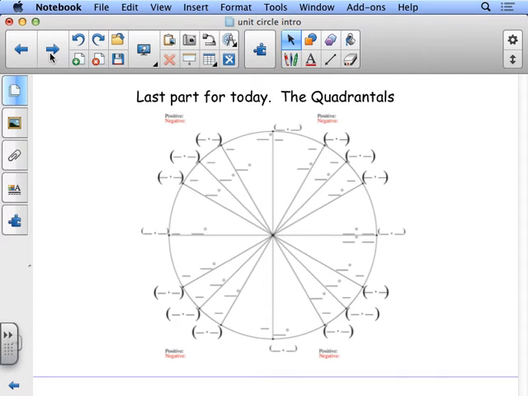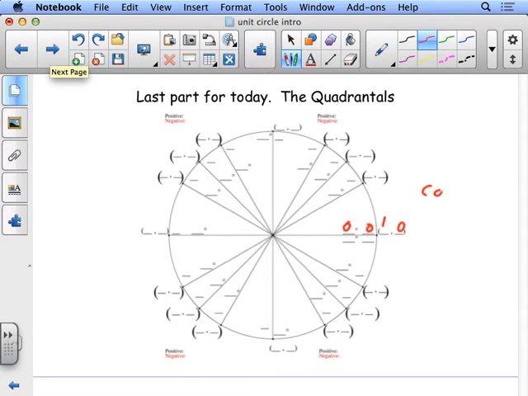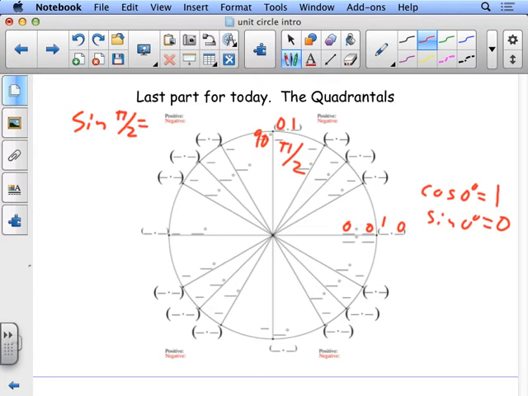The last part we'll talk about today is just almost definitions. We start with 0 degrees, which is 0 radians. We said this is 1, 0. In other words, if I do cosine of 0 degrees, I'm going to get 1. If I do sine of 0 degrees, I'm going to get 0. At this point right here, 0, 1, this is at 90 degrees, or pi over 2. So same thing, if I do sine of pi over 2 or 90 degrees, I'm going to get 1. If I do cosine of pi over 2 or 90 degrees, I'm going to get 0.